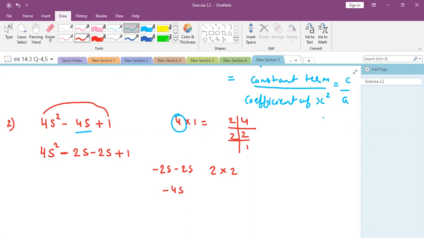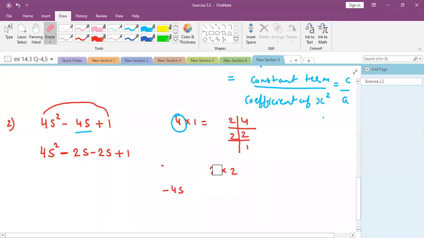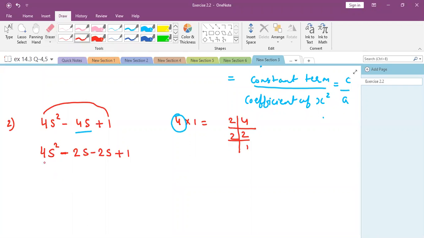Now the next process is to take out the common factor from the first two terms and from the last two terms. So let us do that. From 4s and 2s, from 4 and 2, that is the coefficients, we can take 2 common. And from s square and from s, the minimum is s, so we can take s common. Now 2, how many times in 4?